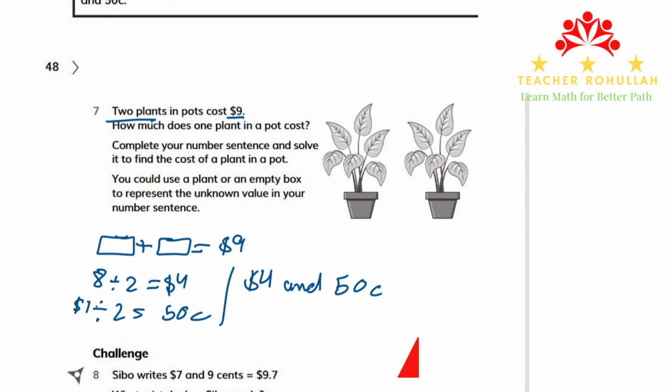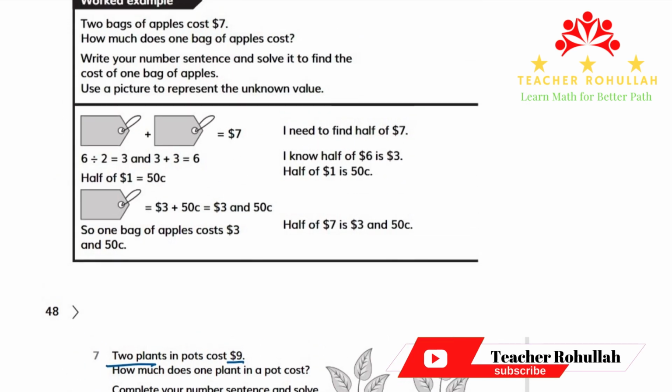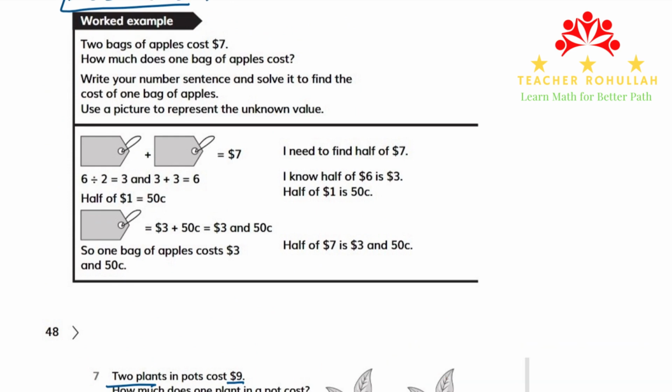Let me scroll a bit up so that I will show in the worked example over here. Here also they have done the same. It says 2 bags of apple cost $7. So they considered the bag like this: 1 bag plus the other bag is equal to $7. Now they didn't know the half of $7, so they considered it as 6 plus 1. Half of 6 is $3, and half of the other $1 is 50 cents. So the price of each bag of apple is $3.50.